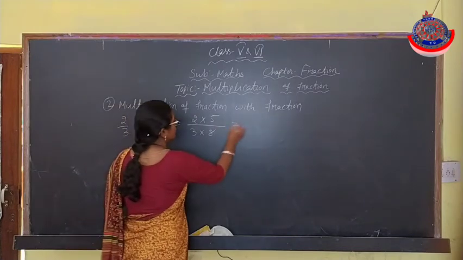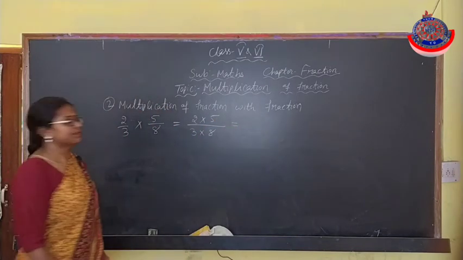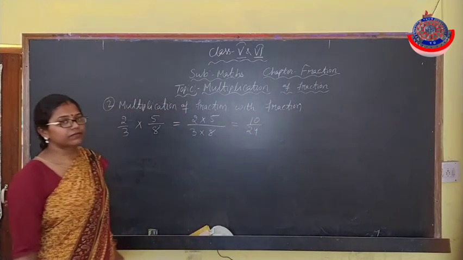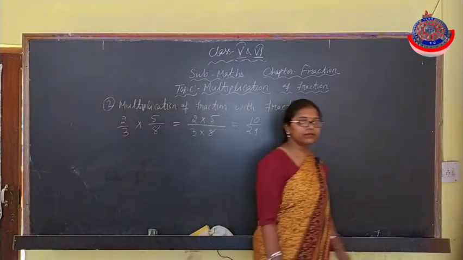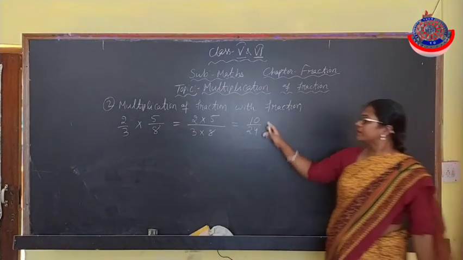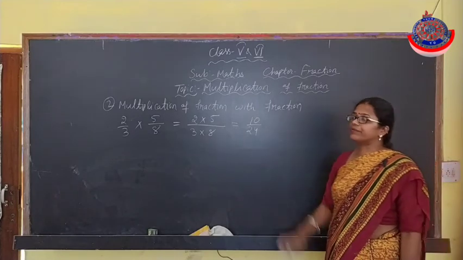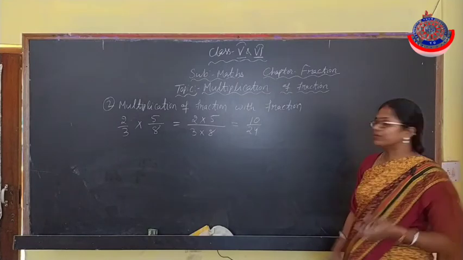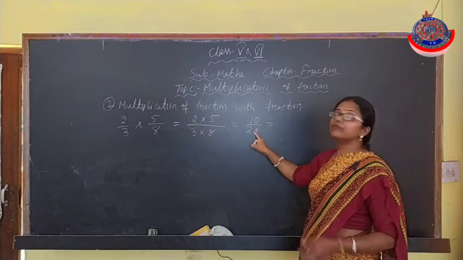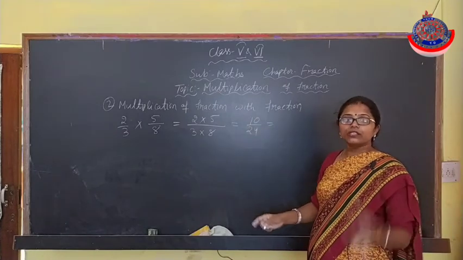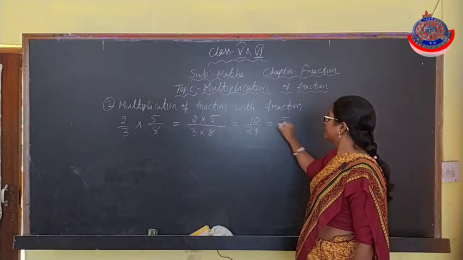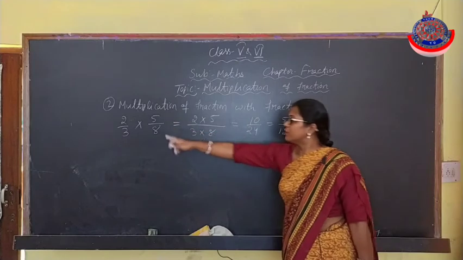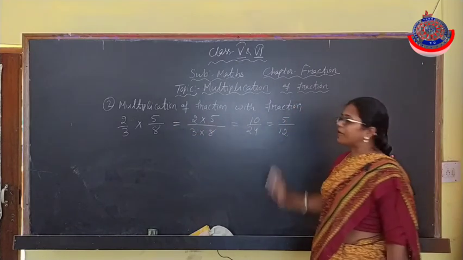Clear? What will be the answer? 10 by 24. Can it be reduced? Yes. We have to take the HCF of 10 and 24. What is the HCF of 10 and 24? Yes, it is 2. That means we have to divide both 10 and 24 by 2. 10 divided by 2 is 5. 24 divided by 2 is 12. And what will be the multiplication? 2 by 3 into 5 by 8 equals 5 by 12.